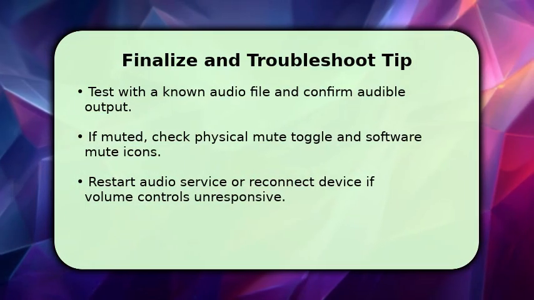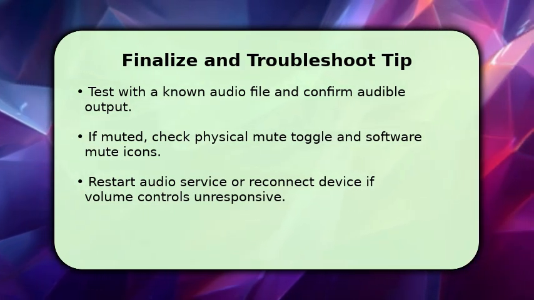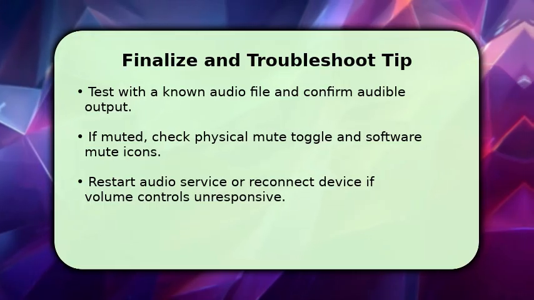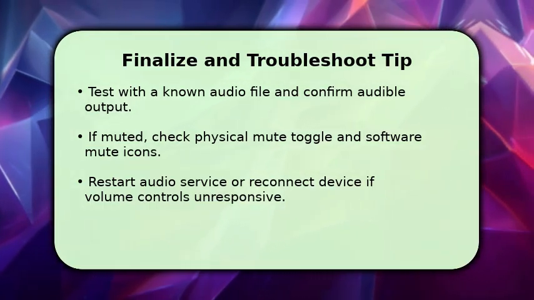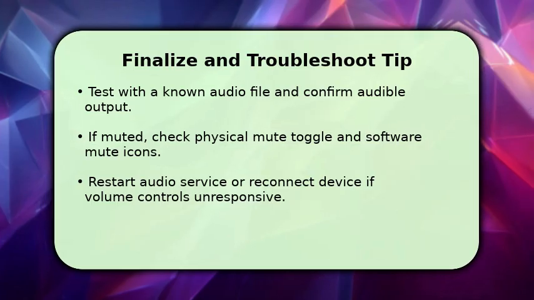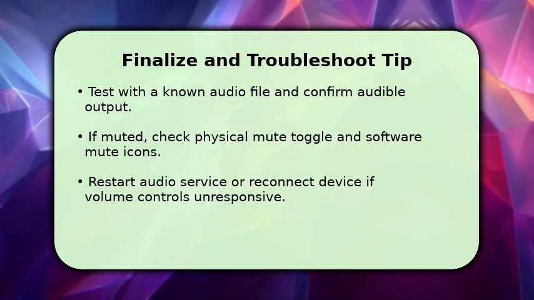You finish by testing and locking in settings so the change persists across sessions. Play a short, familiar audio file and verify output device and volume level. Adjust if needed. If you hear nothing, check for a physical mute switch or the on-screen mute icon. Sometimes both must be unmuted.